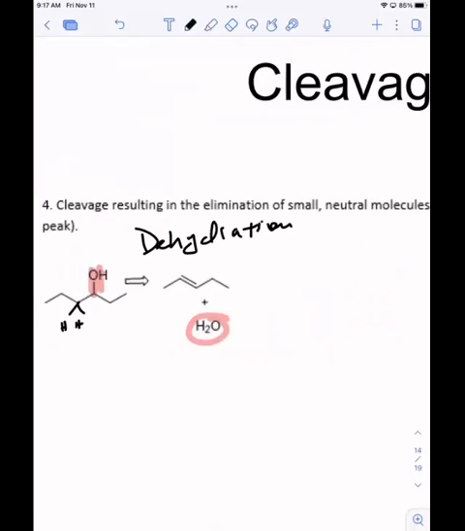All right. Where would you see water in the spectrum? Let's just say if you had this alcohol right here, where would water show up in the spectrum? What do we need to know in order to answer that question? And what are we looking at with respect to mass spec?